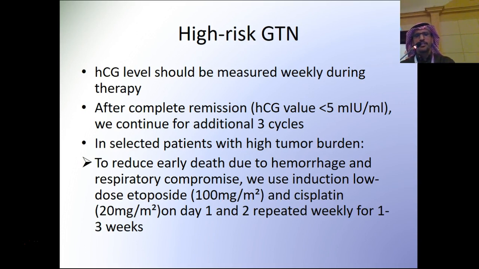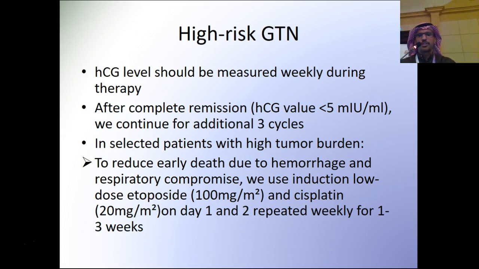So usually beta-HCG should be measured weekly during the therapy for the high-risk GTN. After complete remission, when the beta-HCG becomes below 5, usually we will continue for an additional 3 cycles, which means around 6 weeks.